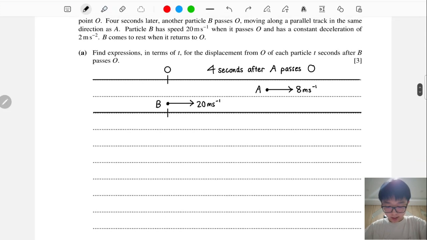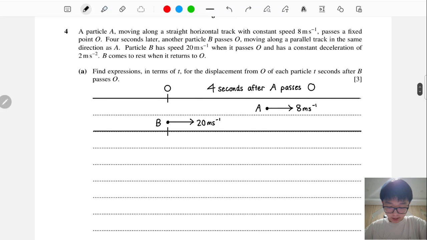Okay, so initially particle A would have a displacement of 8 times 4, because it's already moved for 4 seconds, right? That's when the quote-unquote timer starts. It's already moved for 4 seconds, so it has an initial displacement of 8 times 4, which is equal to 32.